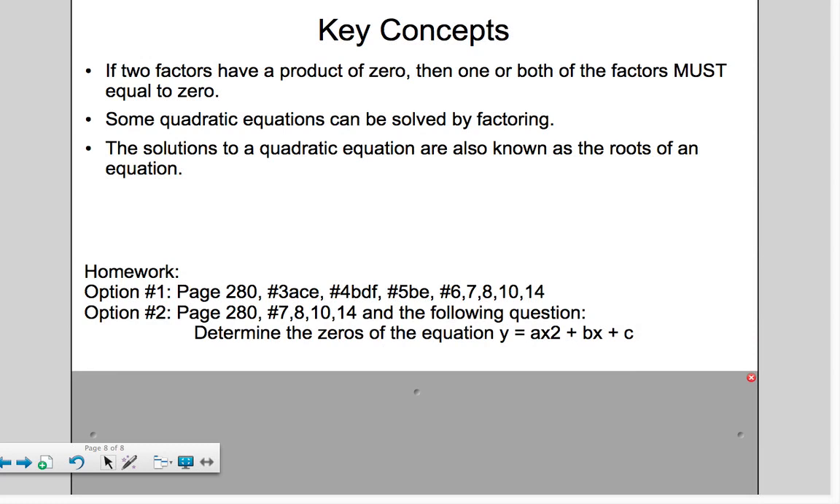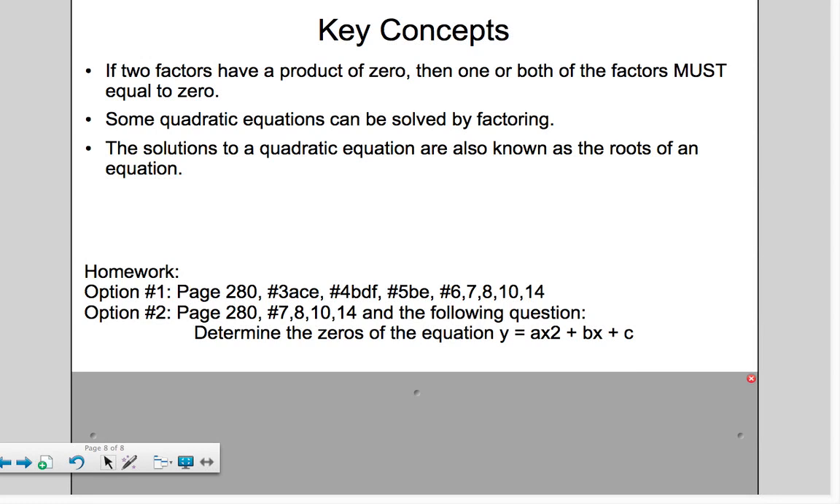So for homework, on Blackboard, you have a choice. Option 1 is numbers 3, 4, 5, parts of it, 6, 7, 8, 10, and 14. Or you could do 7, 8, 10, 14, which are the harder problems, and answer this question. Determine the equation of this parabola, y is equal to ax squared plus bx plus c.